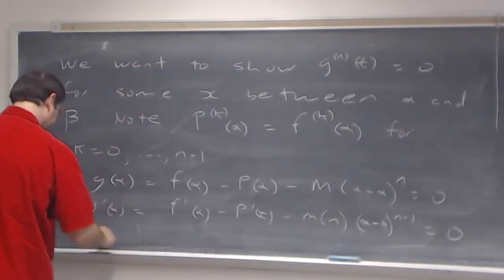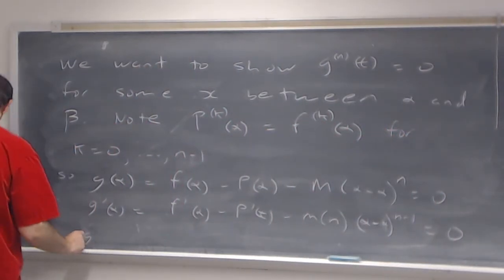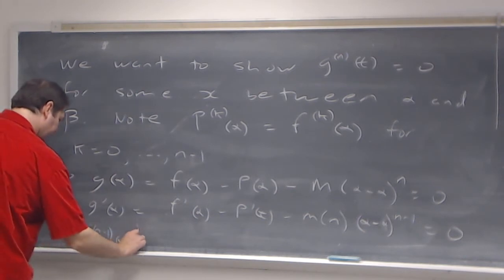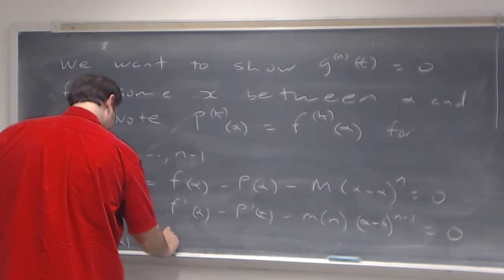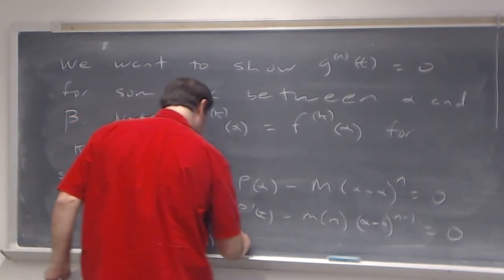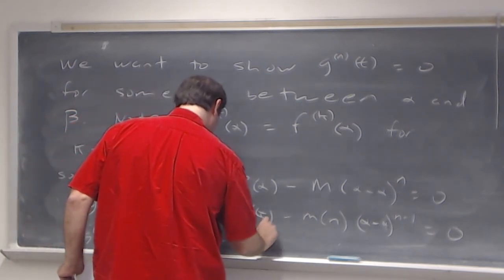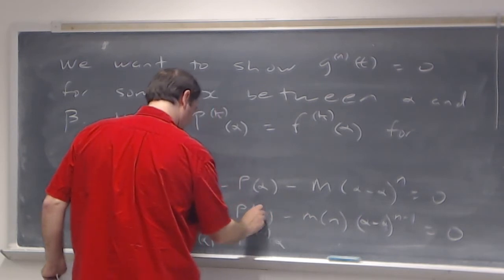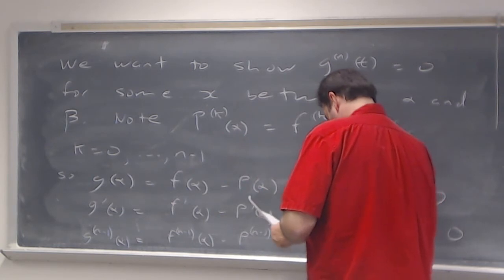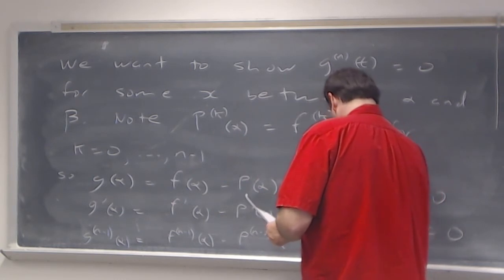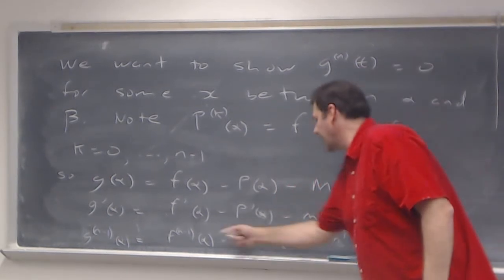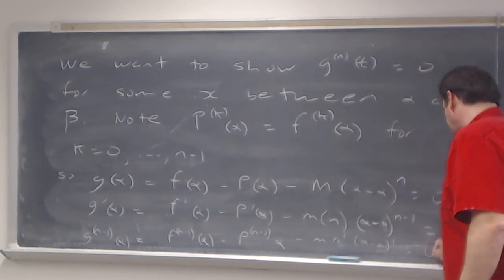And we keep going, and eventually we can say that the n minus 1 derivative of g evaluated at alpha is going to be equal to the n minus 1 derivative of f evaluated at alpha minus the n minus 1 derivative of p evaluated at alpha. And then here this will be minus m times, I think you can go ahead and say n factorial, but the last term is alpha minus alpha raised to the 1. And these two are the same, and this is 0, so you end up getting 0.